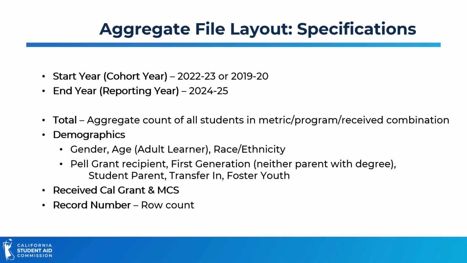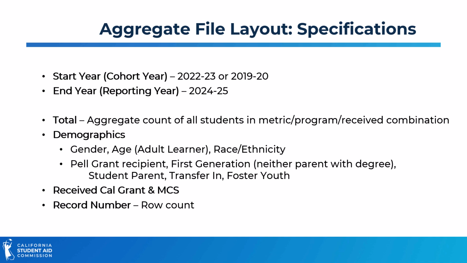Other fields of the aggregate file include static identifiers of the cohort and reporting years, as well as the total and subgroup counts. The demographic counts are divisions of the total. For example, the count of male, female, and non-binary are all also counted in the total. The same student will be reported in multiple demographic counts. For example, a male, Asian, first generation.